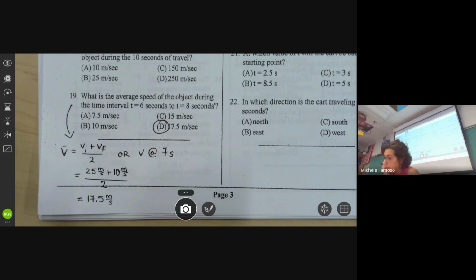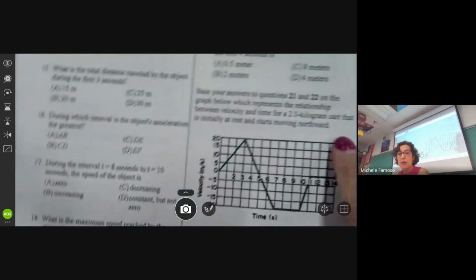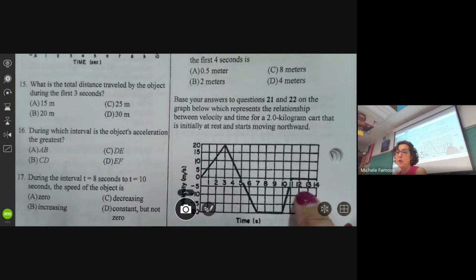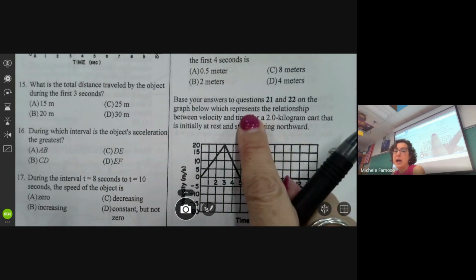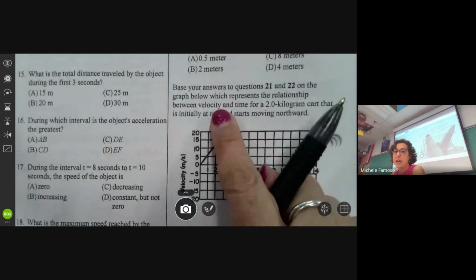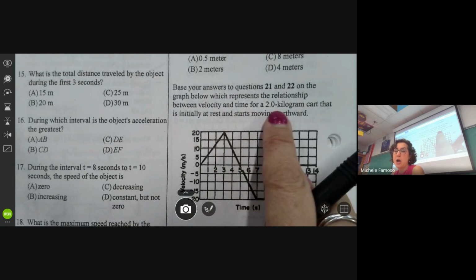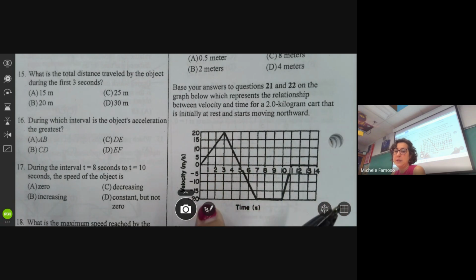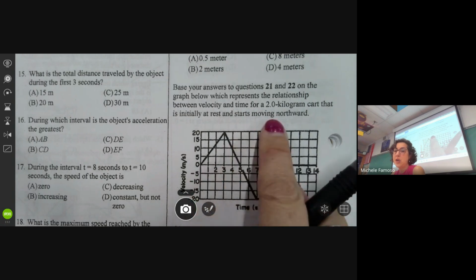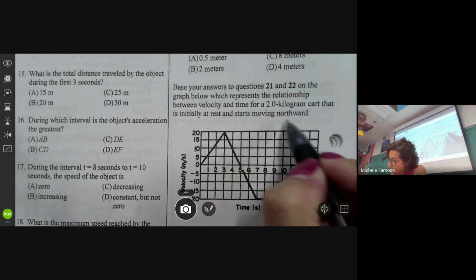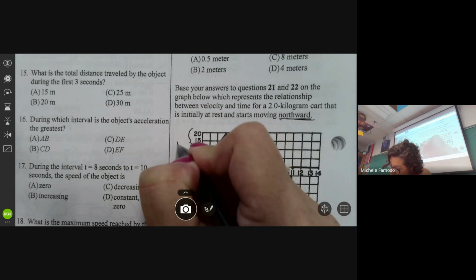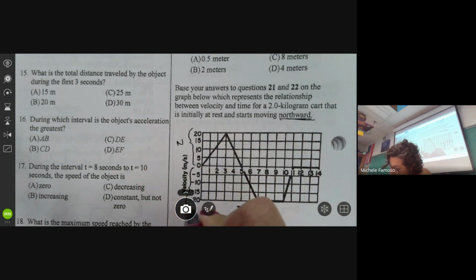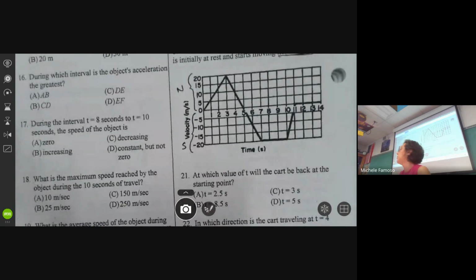Anything else? Kiara? Same page, 21 and 22. Okay, 21 and 22, we have to read the paragraph above the graph. It tells us that this is the velocity-time graph for a 2-kilogram cart. It starts off at rest, which I can see because the velocity at time 0 is 0, and then it's going northward. It starts going northward, which means these velocities here are north, and these velocities here indicate south.